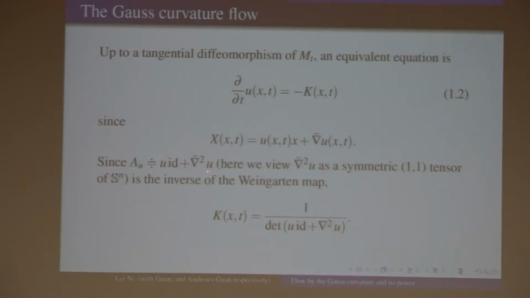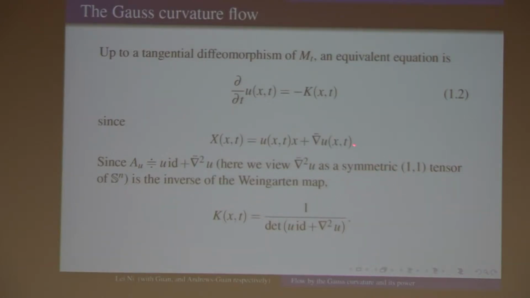You just take the Hessian of u on the sphere, and then there's an identity map, basically just the metric of the sphere. So you add them together. This is the inverse of the Gauss map. So this whole setup was done by Ben Andrews in his thesis. He used this Gauss map parameterization to try to understand the hypersurface flows.